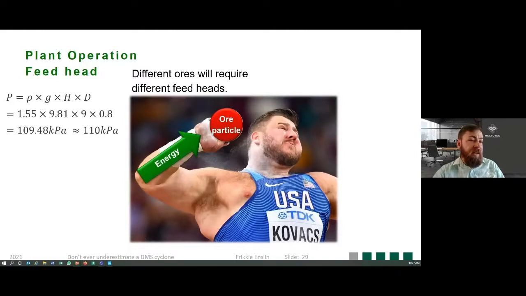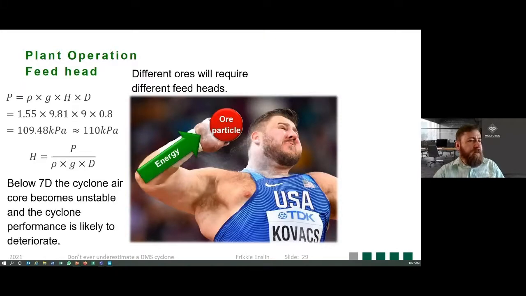So let's say your feed density is 1.55, gravity, while we're still working here on Earth, 9.81, and a head of 9D. And this cyclone is an 800 mm cyclone. There you can see 110 kPa at least. By manipulating that formula, you can easily see how to calculate the head of your cyclone as well. Don't go below 7D, since this will have an influence on your air core and it will become unstable and your performance is out of the window.